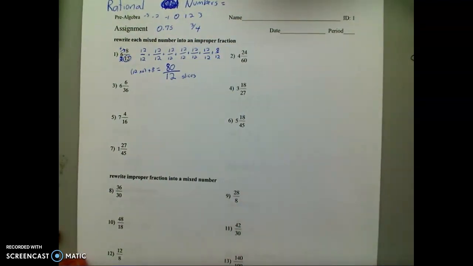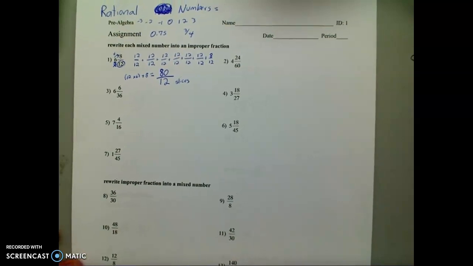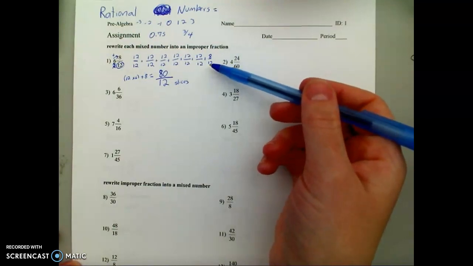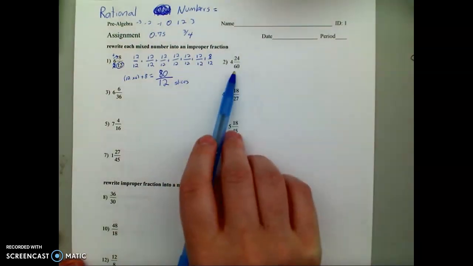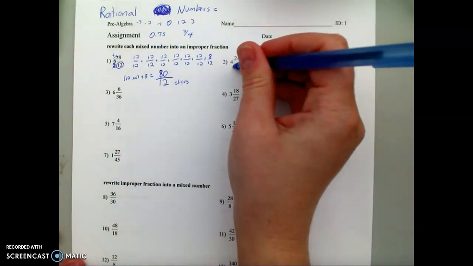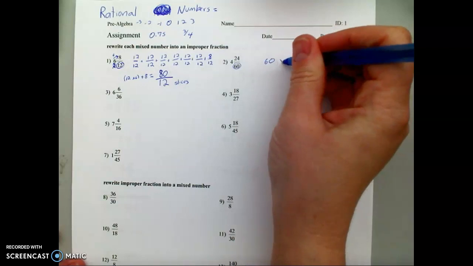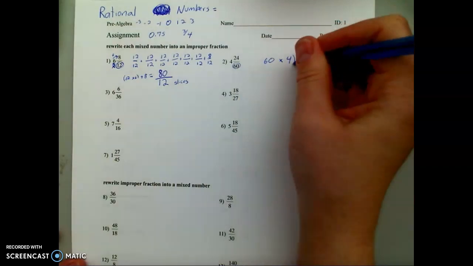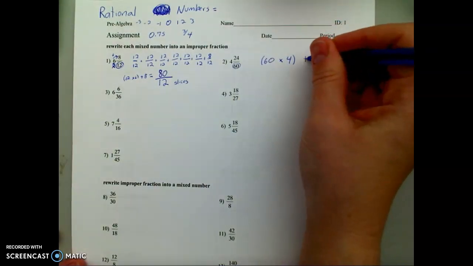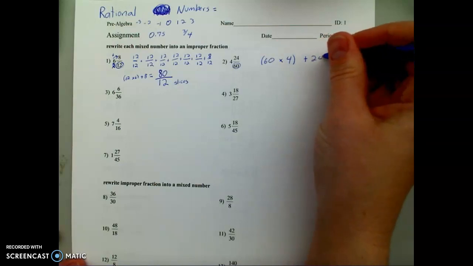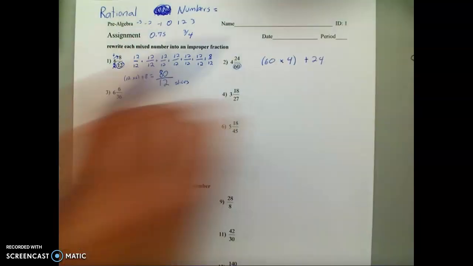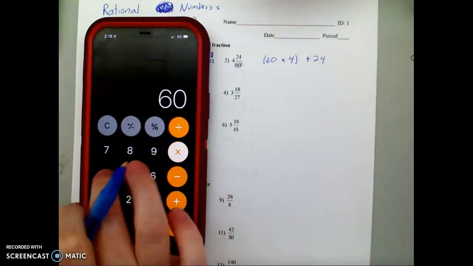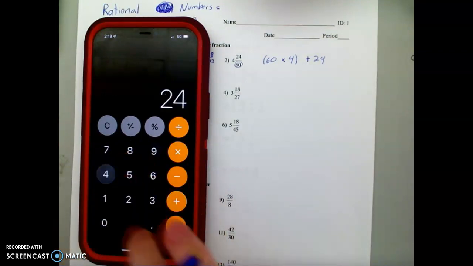Let's do it the shortcut way one more time together, just to make sure you remember how to do this. And if you like the longer way because it makes more sense to you, cool, I'm fine with that. Now, let's take this guy right here. We're going to do 60 times the whole number, which is 4. Then we're going to add 24. That should give us our new numerator. So let's do that real quick. 60 times 4 plus 24.